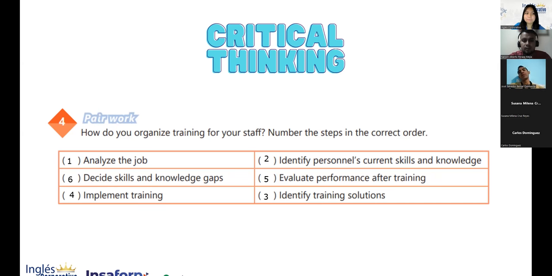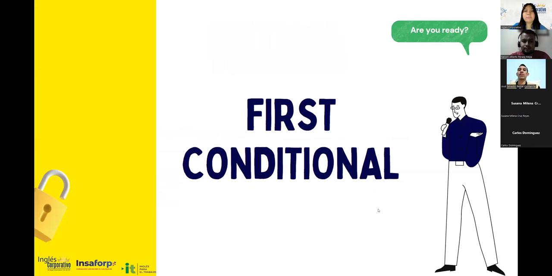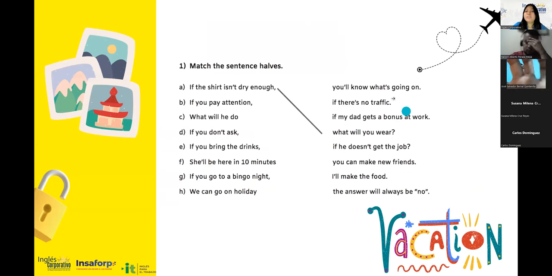Right? Like that. Okay, guys, let's move. So now let's move to grammar. So today we are going to study the first conditional. Do you remember about yesterday's class, about the zero conditional? Yes, right? Okay, so today we are going to continue with the first conditional. And this one is really easy as well. It's simple, okay? The first conditional is the one that we use to talk about possibilities.